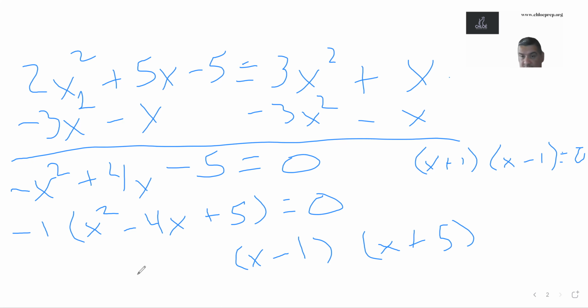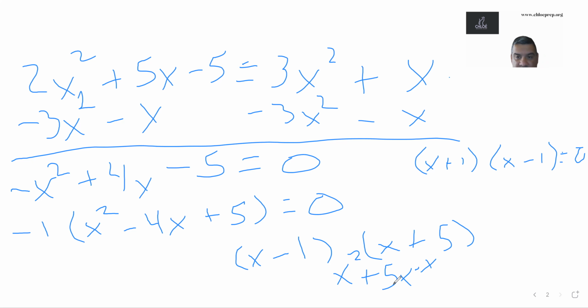And because we're in algebra, we're going to FOIL these out just to double check, make sure that that's our correct answer. So x times x is going to be x squared. X times 5 is going to be 5x. And then -1 times x is negative x. We can already see, because 5x minus x is going to be 4x.